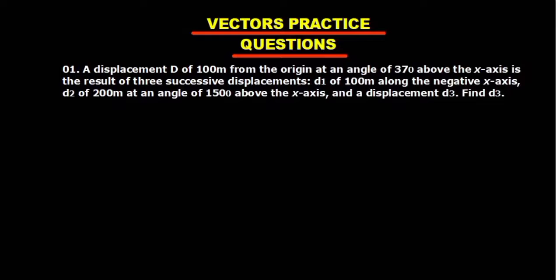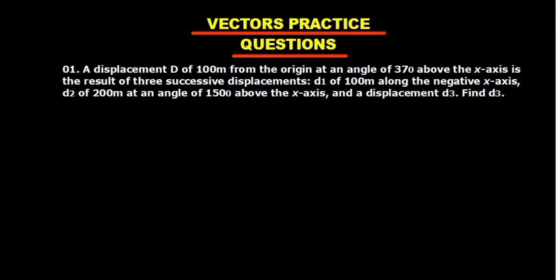Find d3. Okay, so we're going to sketch this problem to help us analyze the way to go about it. So we are saying a displacement d is the result of three successive displacements, meaning that d is actually the resultant of the addition of the other vectors d1, d2, and d3. Okay, so how do you express that? Let's first sketch what we have.